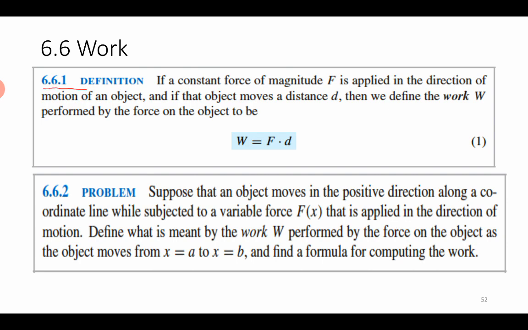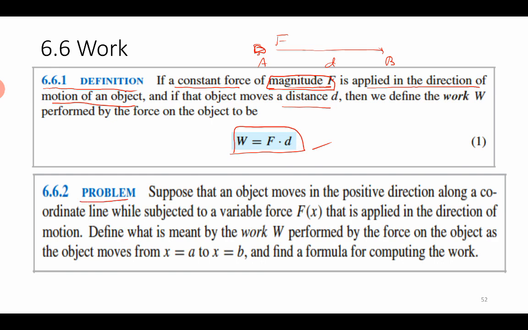Definition 6.6.1 says that if a constant force of magnitude F is applied in the direction of the motion of an object, say the object is at position A and moves to another position B in this direction, and the distance the object covers is D, then the work done is F times D. It is the product of these two constants, the magnitude of the force and the distance D.